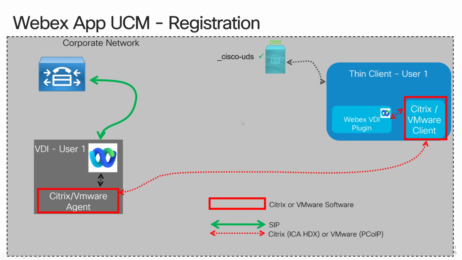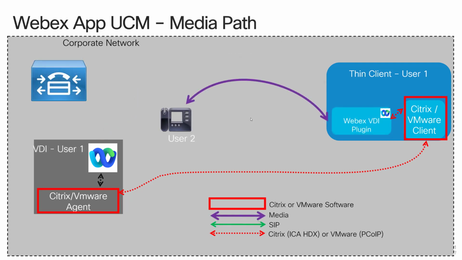So once the call is set up and both parties answer, the Webex VDI plugin will then handle all audio and video termination. So we will have a point-to-point audio and video session to the other party. We're not sending any audio or video back up to our data center inside our virtual channel. We're handling all audio and video termination locally on the thin client device. So in this scenario, user 2, the other party, is a desk phone, but equally it could be a Webex app registered to UCM, or it could be a UCM PSTN gateway.